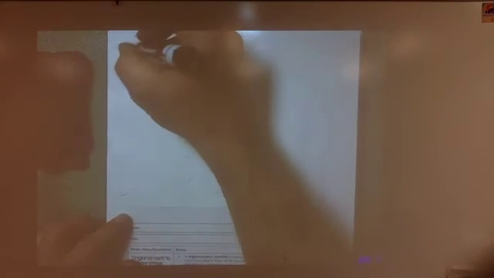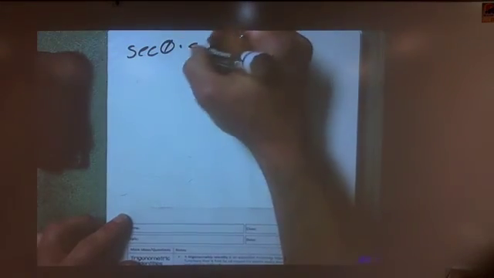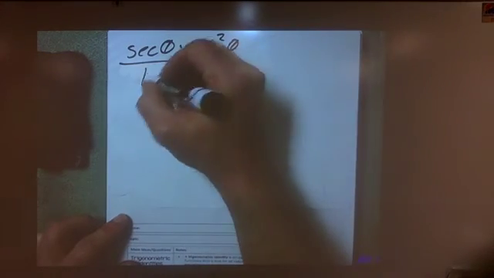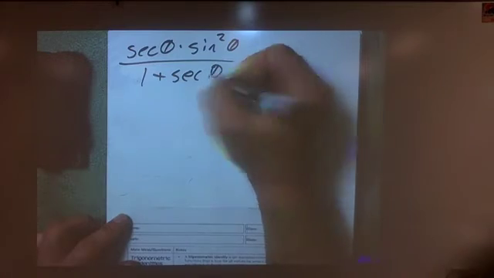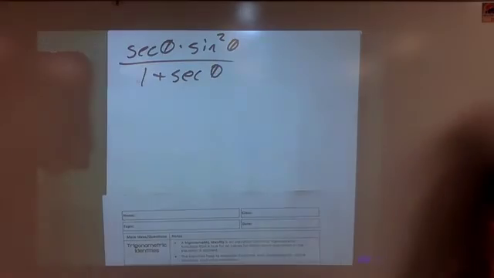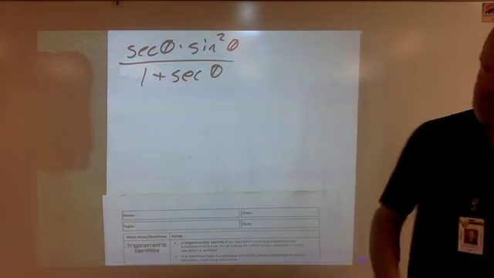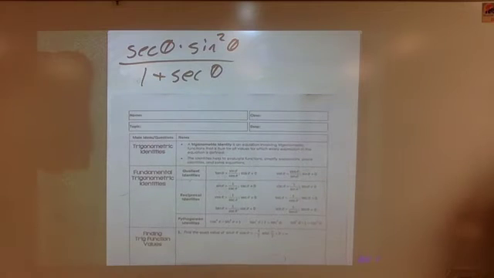All right, secant theta times sine squared theta over 1 plus secant theta. Oh, this one's getting crazy. All right, I can already tell I don't like this one. I should have stopped while I was ahead. All right, well, I don't even know where to start here.